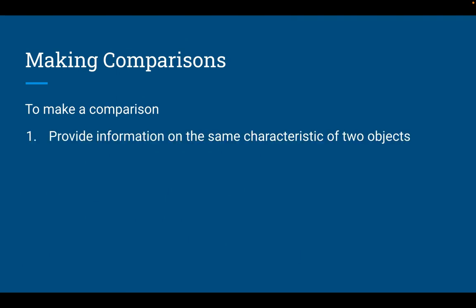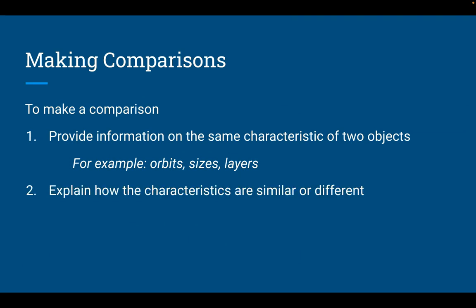Now, speaking of making comparisons, how do you make a comparison that will earn you points? The first thing you need to do is provide information on the same characteristic of 2 objects. So for example, you might compare the orbits of 2 objects, or the sizes, or the layers of 2 objects. Then you need to explain how the characteristics are similar or different. For example, you could say something is larger than something else, or certain objects are hotter than another object.